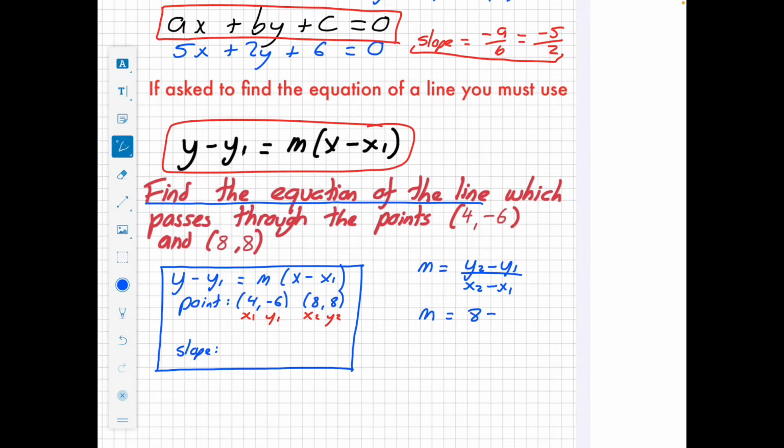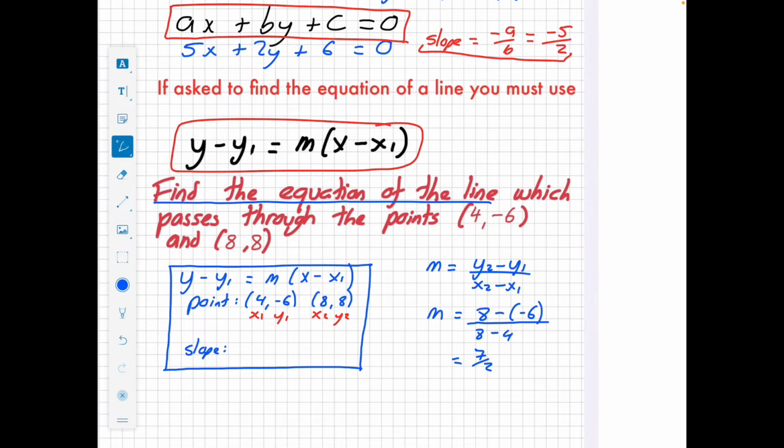So I'm going to fill that in quickly. It'll be 8 minus minus 6. Be very careful there. We're minus in the formula and we're subbing in a minus 6, over 8 minus 4. I'm just going to pop that into my calculator quickly. So I'm going to get out 7 over 2. You can leave it as a fraction. You can put it in a decimal form, it would be 3.5 if you wish. Whichever you prefer. So the slope of our line, I can say m is equal to 7 all over 2.